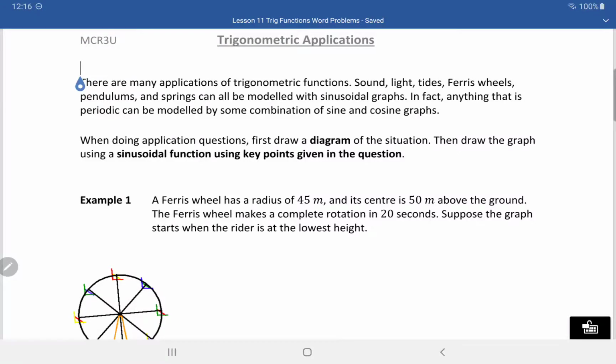Hi guys, this is the final unit on trigonometry. There'll be a quiz on it later this week. We are looking at how sinusoidal functions apply to real life situations.